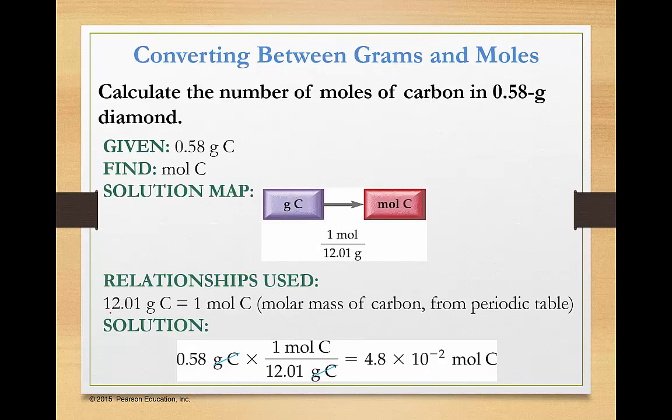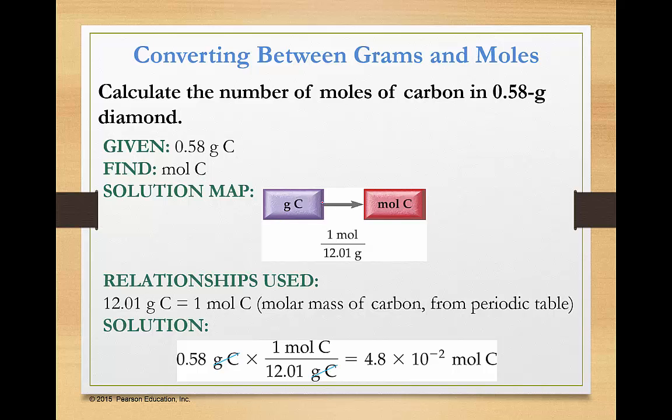So how do we use that in a practical sense to carry out calculations? Now, let's convert between grams and moles. I am given a 0.58 gram diamond, and I want to know how many moles of carbon are in that diamond. I'm given the mass of the carbon in the diamond. A diamond is nothing but pure carbon. I need to find the number of moles of carbon in that sample.